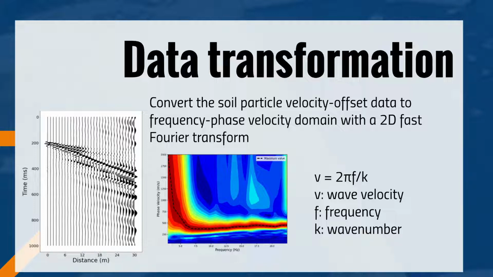We convert the raw data into the frequency and phase velocity domain with a 2D fast Fourier transform and a fundamental wave propagation relationship. That is, the wave velocity equals 2 pi times the frequency divided by the wave number. Finally, we obtain the dispersion spectrum, which is the critical step for our analysis. We will discuss more on this later.